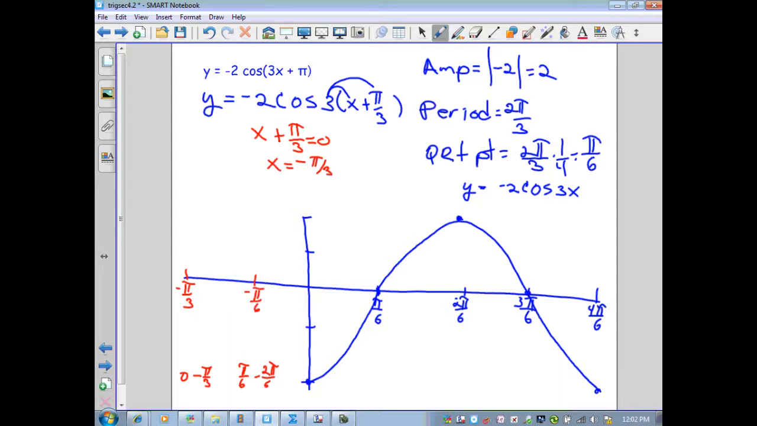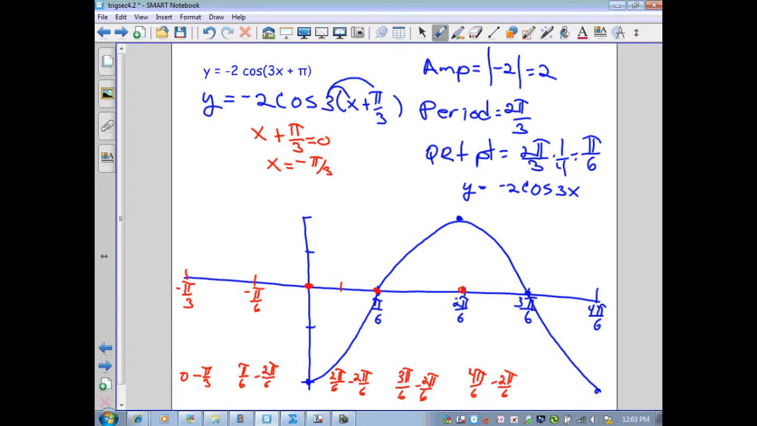Then 2 pi sixths minus pi over 3, which with a common denominator is 2 pi sixths, will give us 0. Then 3 pi sixths minus 2 pi sixths, which is pi over 3, will give me 1 pi sixth. Then the last one, which is 4 pi sixths, minus pi thirds, which is 2 pi sixths, will give us 2 pi sixths.